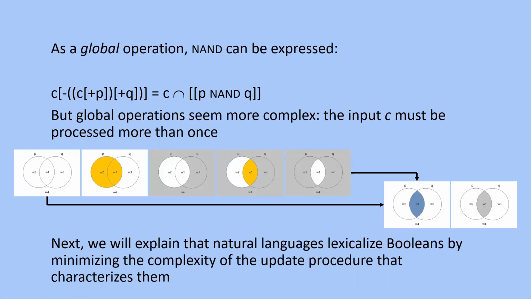I hope this was clear. And the next thing we're going to do, but Fausto will take over, is to explain that natural languages lexicalize Boolean operators by minimizing the complexity of the update procedure that characterizes them in the language we have developed.